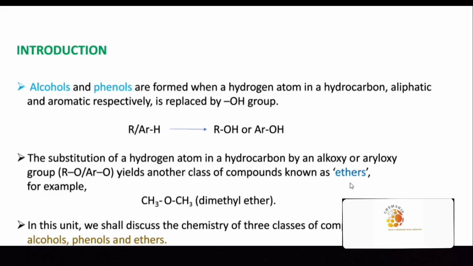So let us see how ethers are formed. In the alcohol case, I am replacing hydrogen with OH. In the ether case, I am replacing the hydrogen with an alkoxy or aryloxy group. For example, here OCH3 is an alkoxy group, or if this CH3 is replaced by a phenyl group, that is a phenoxy group. That is an example of an aryloxy group. If the hydrogen of an alkyl or hydrocarbon is replaced by an alkoxy or aryloxy group, then ethers will be formed. In this session, we are going to discuss alcohols, phenols and ethers.